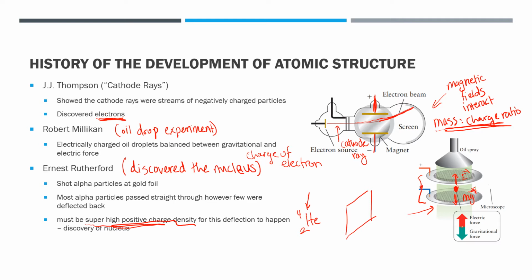And this is how Rutherford discovered that this positive charge density must be super high, and that's how he discovered the nucleus. So this was a really interesting and powerful experiment that changed how we thought atoms were like. And this all eventually led to the Bohr model of the atom, and finally the Standard Model, which we use today.